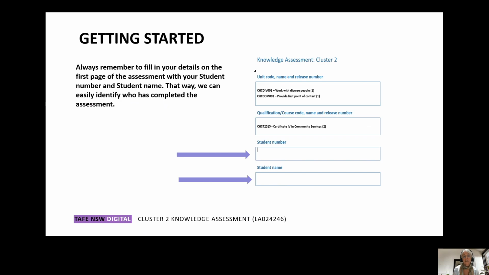Okay, so getting started, what's really important is you will download your assessments. You've already done cluster 1, so you know where to go. You'll go to the assessment tab and you'll download the assessment. Always remember to put in your student number and your student name on the front page of the assessment so that we can identify who's completed the assessment.